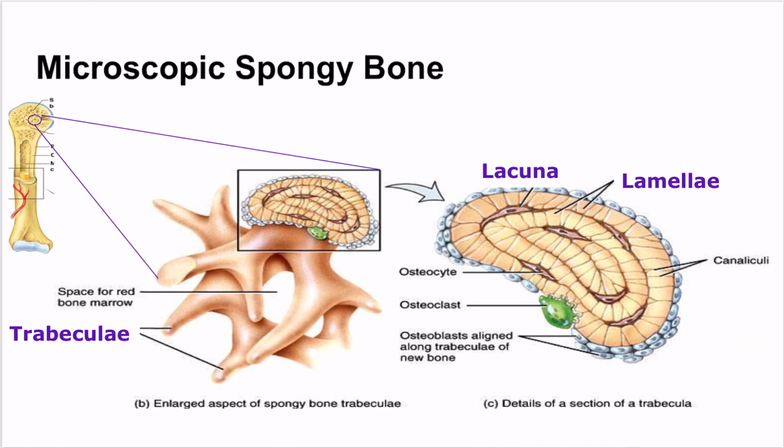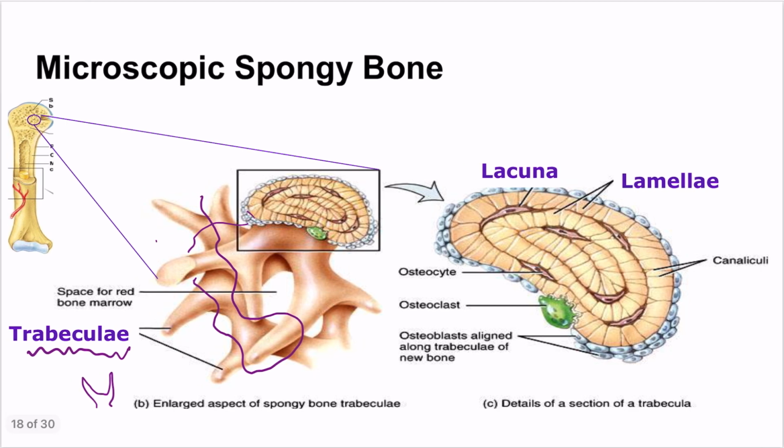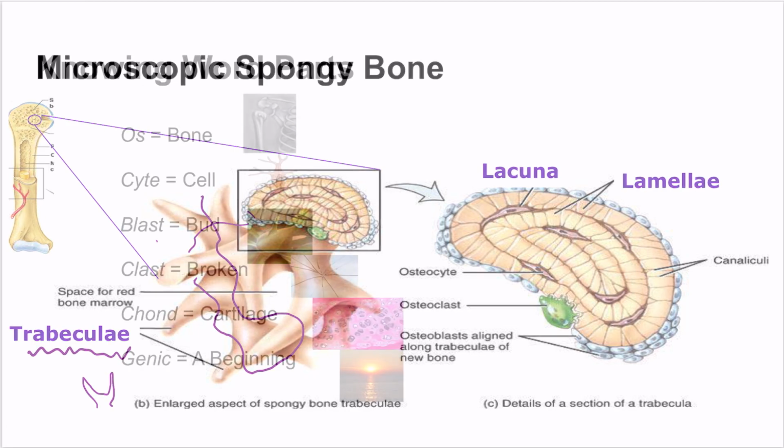So notice that spongy bone is the same. However, there are no osteons here. Instead of osteons, we have trabeculae. And so for me, trabeculae kind of look like deer horns. And this is what allows for red blood vessels to kind of form around the spongy bone. Notice that there are still osteocytes, still lacunae, still lamellae, still canaliculi.